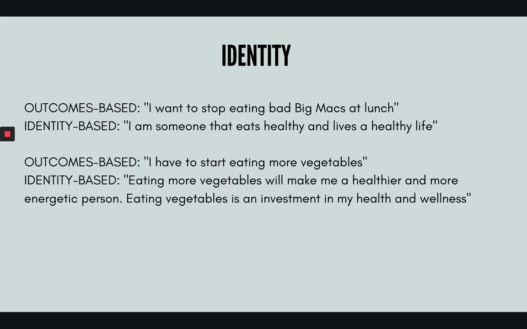Another outcome-based identity that we can look at as a different example: I want to start eating more vegetables, okay? When you put that into an identity, it becomes a little bit more personal, right? I am someone who eats more vegetables because they will make me healthier and more energetic, right? Eating vegetables is an investment in my health and my wellness. It goes a lot deeper than I have to start eating vegetables, right? There's no why behind that. Make it personal.